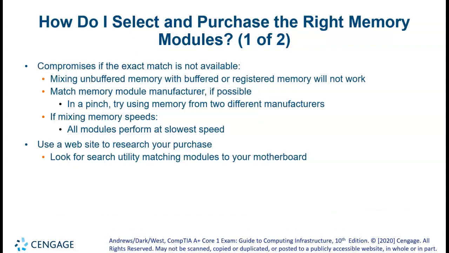How do I select and purchase the right memory modules? Compromise if the exact match is not available. Mixing unbuffered memory with buffered or registered memory will not work. Match memory module manufacturer if possible. In a pinch, you can use memory from 2 different manufacturers. If mixing speeds, which computers always do, all modules perform at the slowest speed. So if you have one that's 2400 and one that's 1600, it's going to run at the 1600. Use a website to research your purchase. Look for search utilities matching modules to your motherboard.